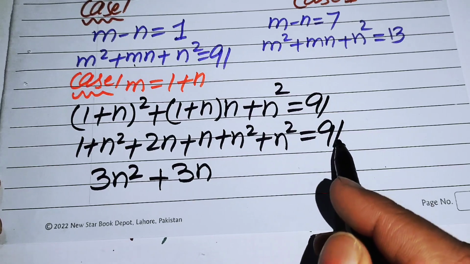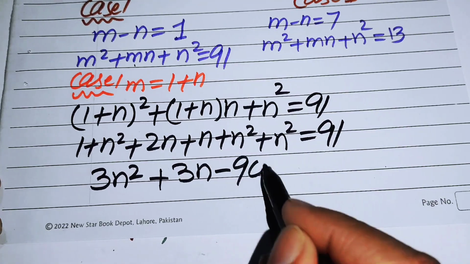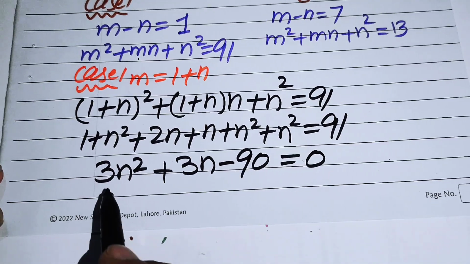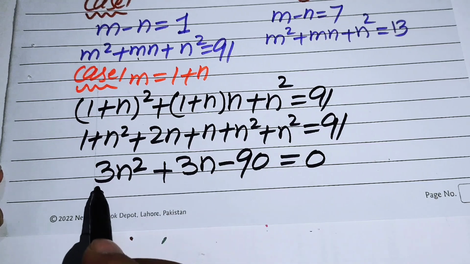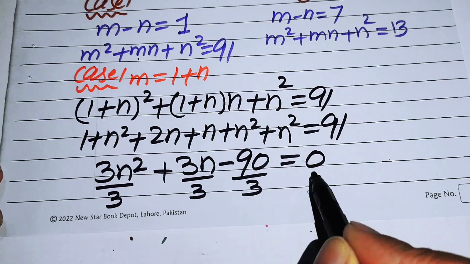When we move this 91 to the left hand side, then you get 1 minus 91 equals minus 90, and this whole equals 0. Now you see that we have 3 as a common term, so we will divide each term by 3 on both sides.